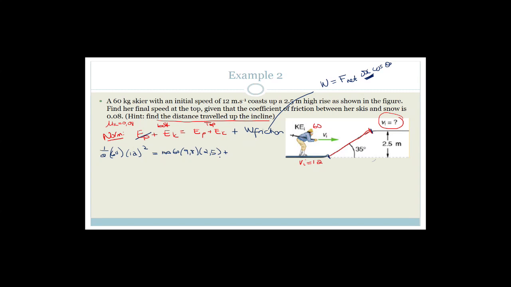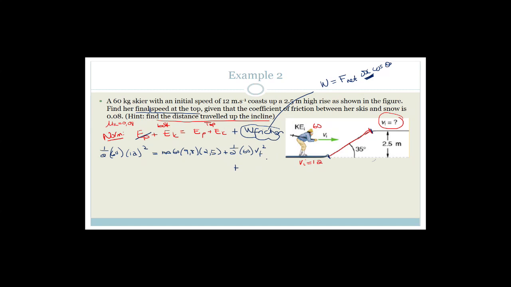Okay, so what is the kinetic energy? Has it gained kinetic energy? Well, it hasn't. Why not? Because we know it says, find the final speed at the top. So we actually need to find that out. Sorry, I thought we were gonna just get to the top without any final speed. So we're gonna give a half times 60 times VF squared plus this dude here, the work done against friction, which is going to be the F net, which is going to be what?